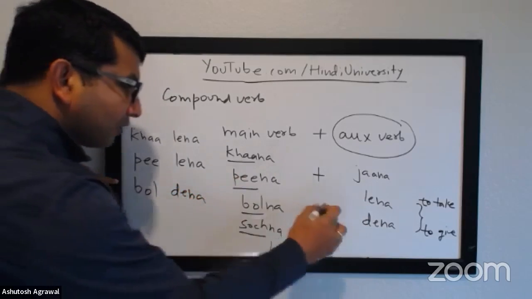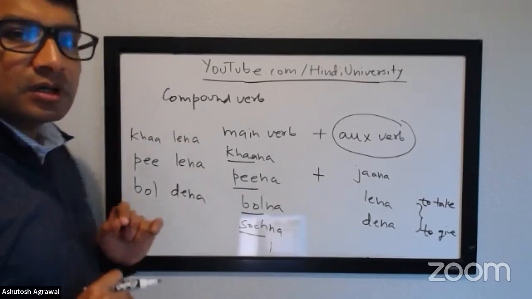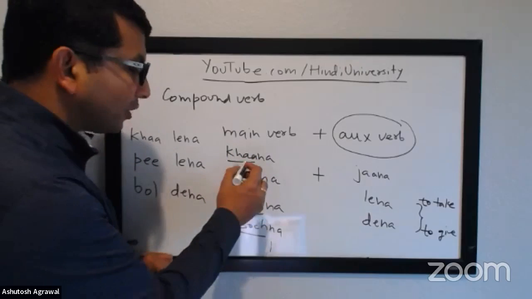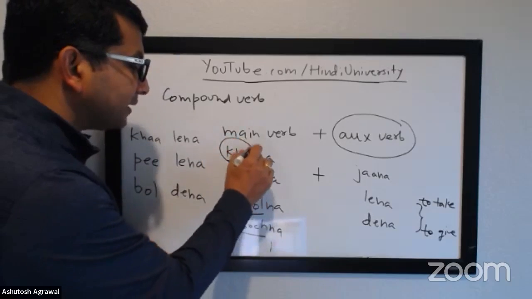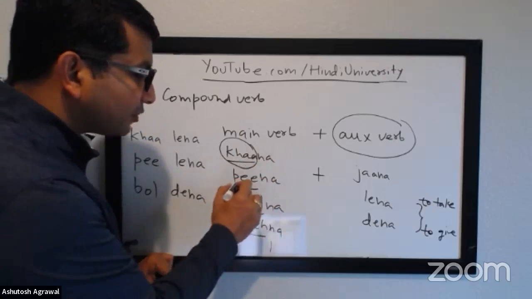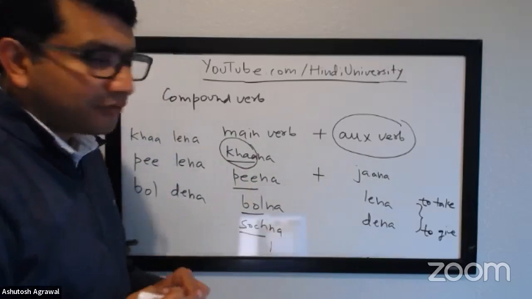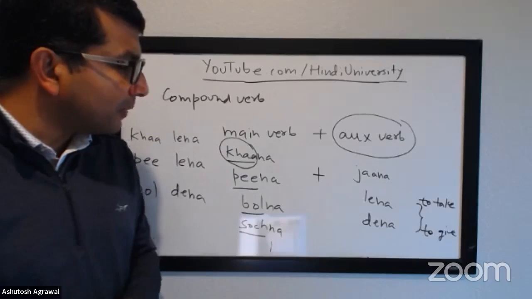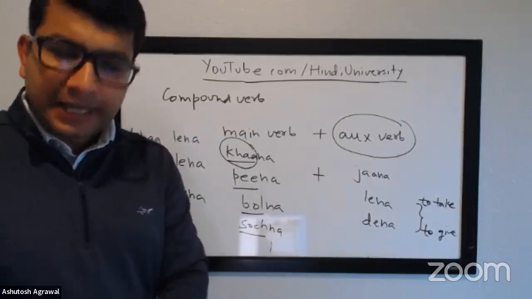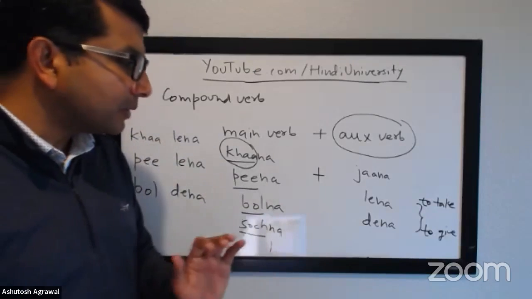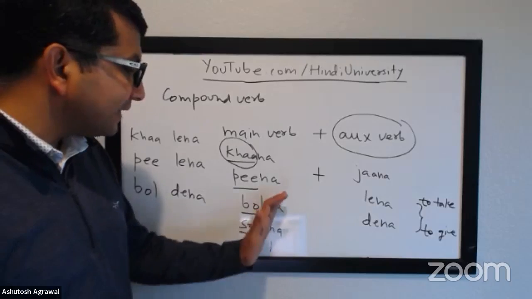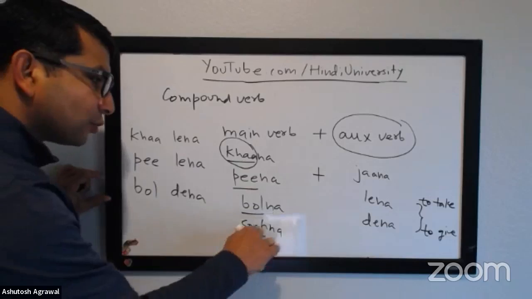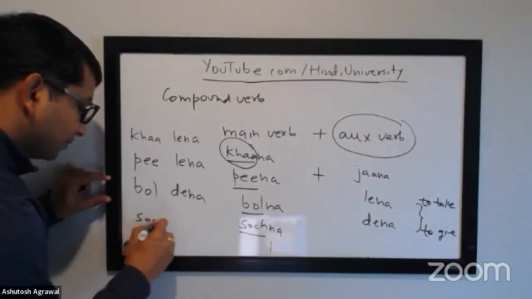Now all of these may not work. Right now the rule is simply for your mind: when you're using a compound verb, from the first one you will only take the base stem, which is the part before the na, and you will use the rest of the verb here. Initially it may be confusing about which combinations will work, but hang in there, we will learn about it. As long as you know this rule, it will be fine. Similarly, if you have sochna with lena, it will become soch lena.